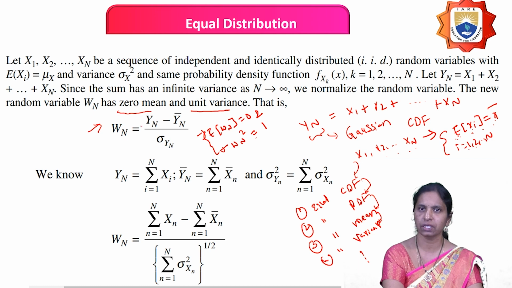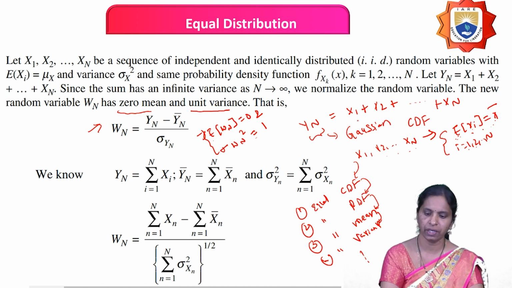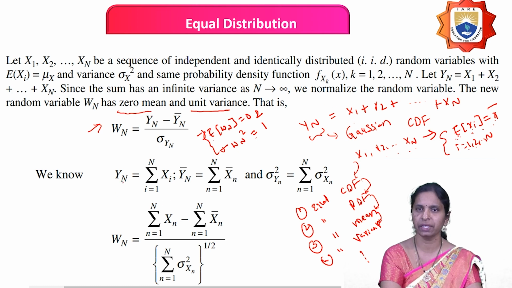Therefore, wn equals yn minus yn bar by sigma yn. So, if you calculate the expectation of wn, you will get 0. If you calculate the variance of this wn, you are going to get 1. Now, what is yn here? Yn is nothing but x1 plus x2 plus and so on xn. Now, how can I rewrite this equation as sigma i equals 1 to n xi. Therefore, yn equals sigma i equals 1 to n xi.